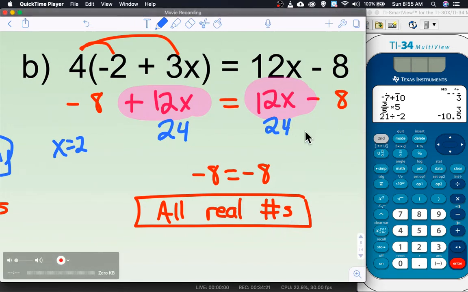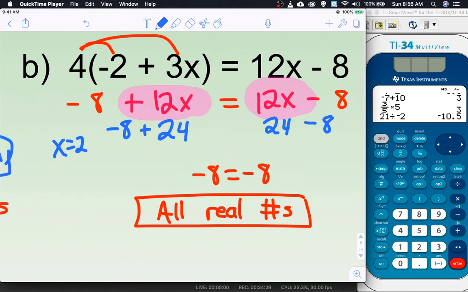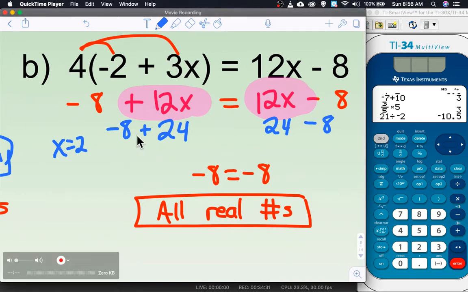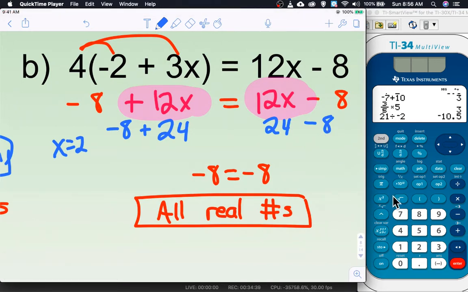Okay, so now this is a 24, this is a 24. On the right-hand side, I would take 24 minus 8. On the left-hand side, I would take that 24, and when I add a negative 8, that's the same thing as doing minus 8. Look at it. My two sides are always going to have the same value, no matter what number you plug in. So every single number is an answer to this problem. So because this fact is true, that means we have all real numbers.